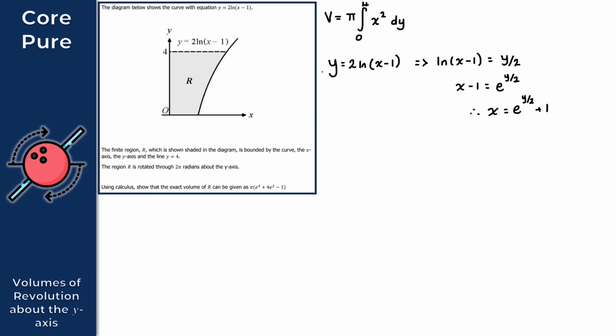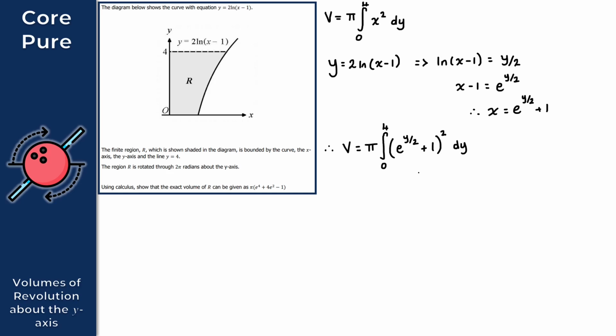Okay. So in that case, for the volume, V is equal to pi times the integral from 0 to 4. Obviously the limits won't change. So from 0 to 4 of x squared. Well, x is equal to e to the y over 2 plus 1, so obviously we just need to square that. So we have e to the y over 2 plus 1, and we square this, and we're integrating with respect to y, so dy.